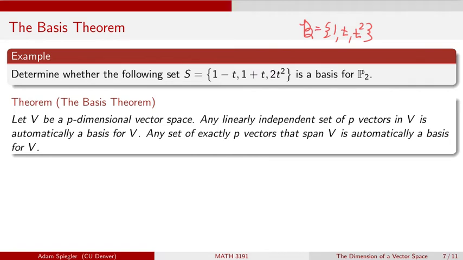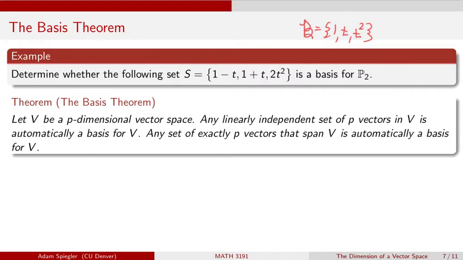So the Basis Theorem states that if V is p-dimensional, so we know that there's some basis for V that consists of p vectors, then any linearly independent set of p vectors is automatically going to be a basis for V. So if we have a collection of p vectors that are linearly independent, then by default that's going to satisfy the condition that this set spans the entirety of the vector space V, and that's going to tell us that the set is a basis for V.